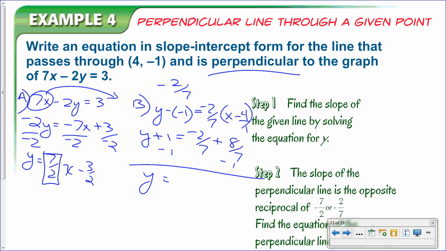How can I turn 1 into a fraction that has a denominator of 7? 7 over 7. So now 8 minus 7 gives me what? Plus or minus? Plus, isn't it? That's it? Put that down.